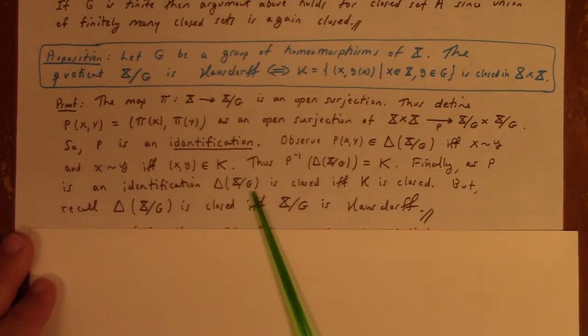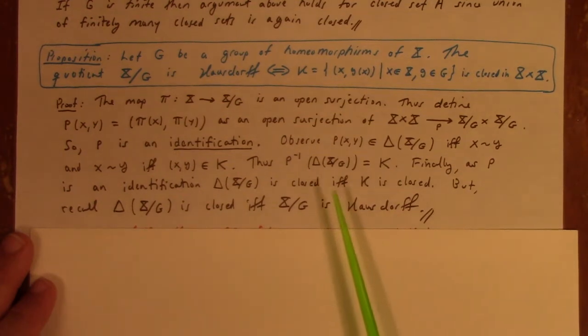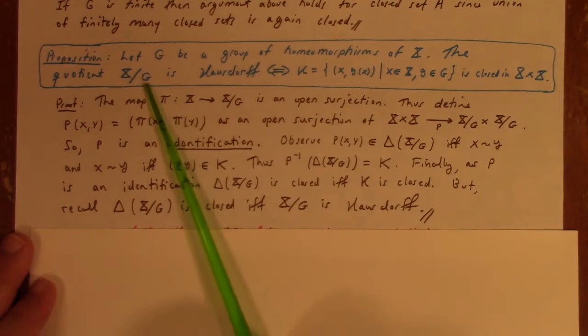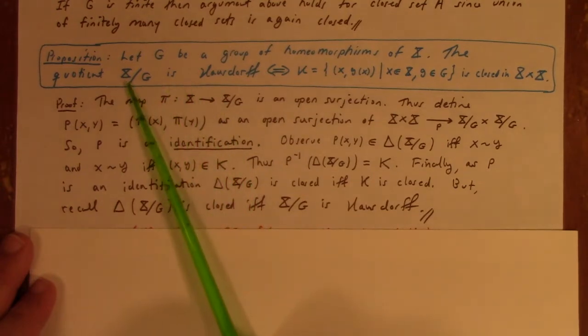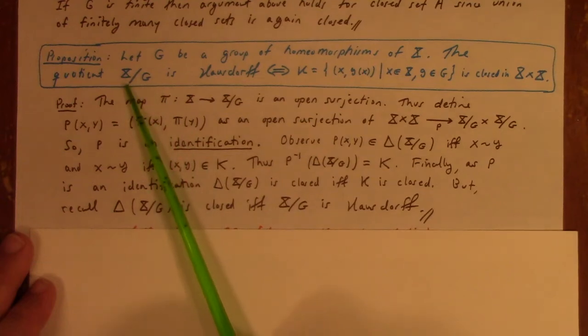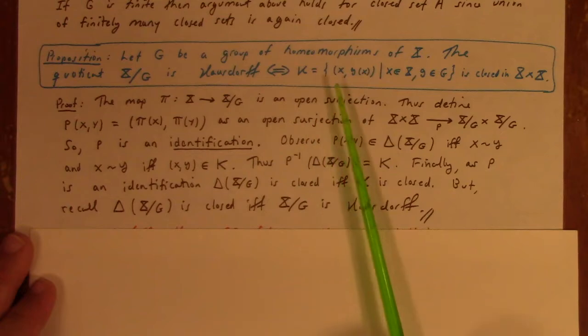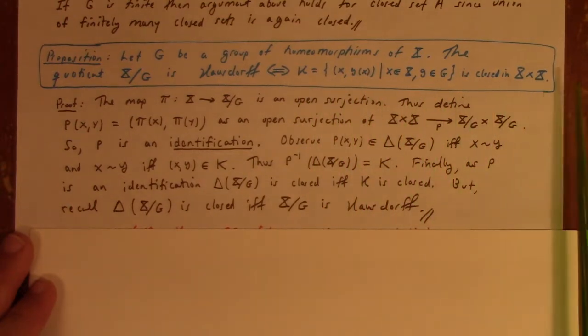that makes this diagonal closed if and only if K is closed, all right? But we know that the diagonal of X by G is closed if and only if X by G is Hausdorff. So there you go. The quotient space is Hausdorff. So the quotient space formed by modding out the G orbits is Hausdorff if and only if this particular set K is closed in the product, all right?